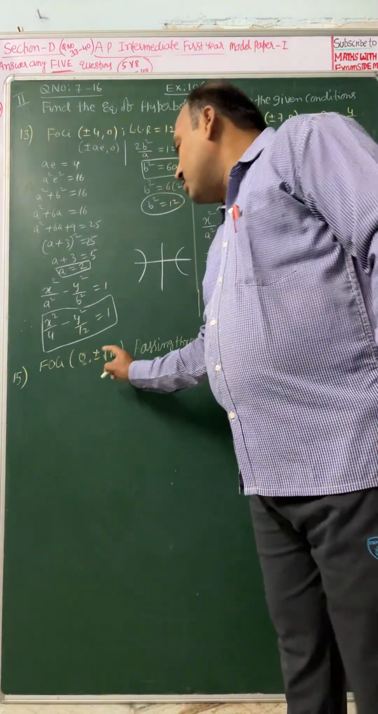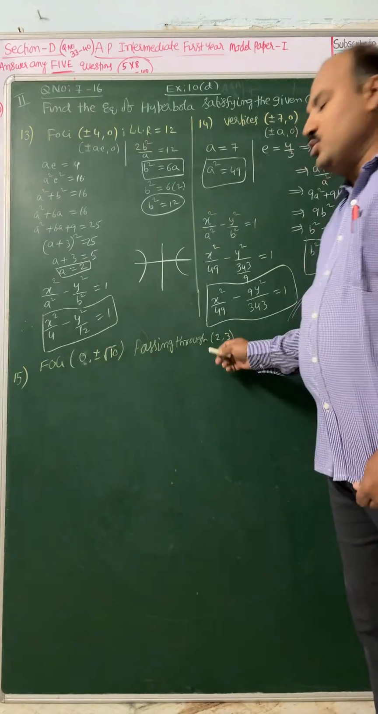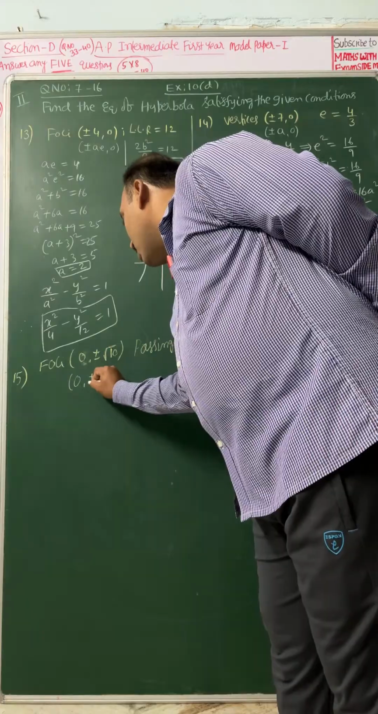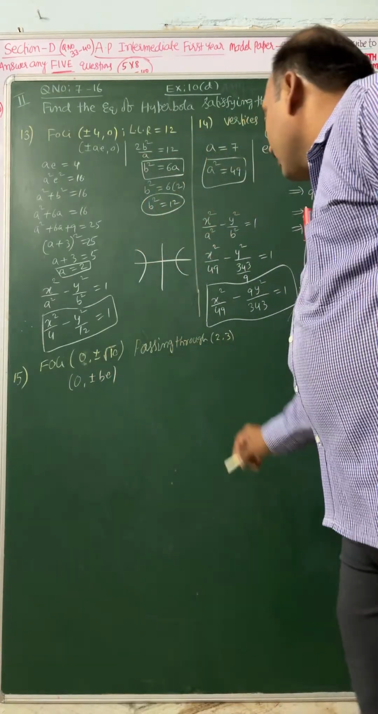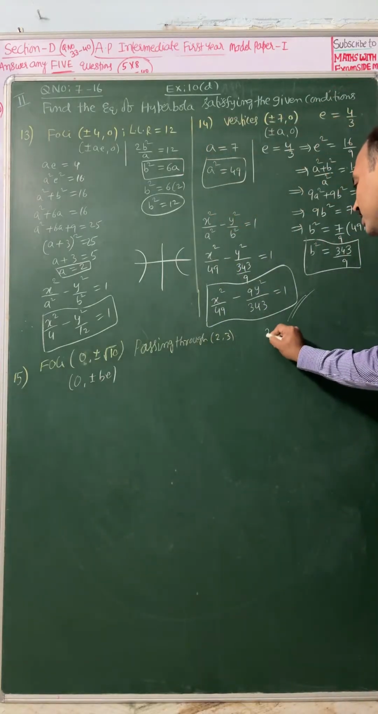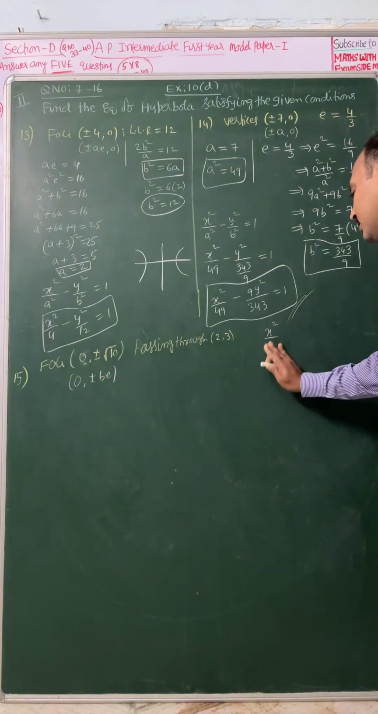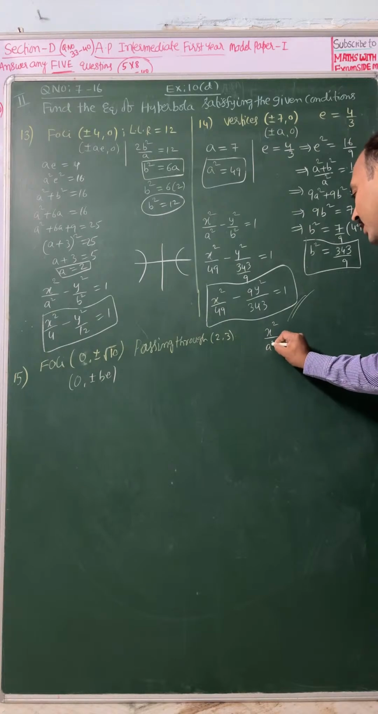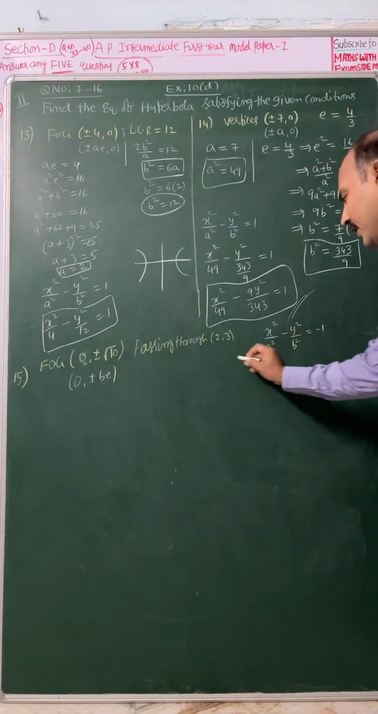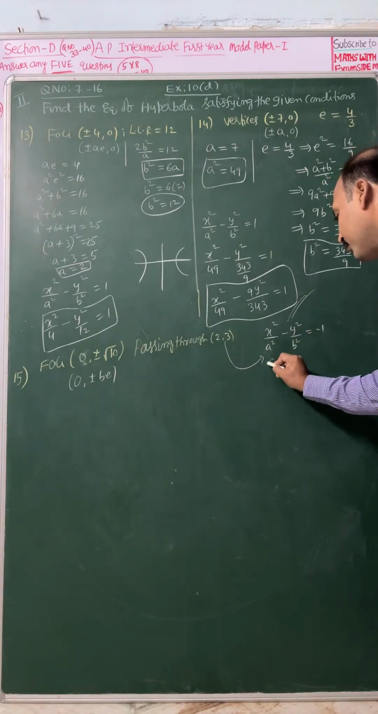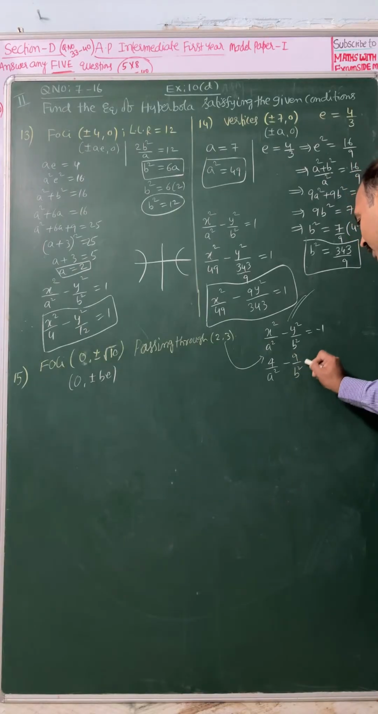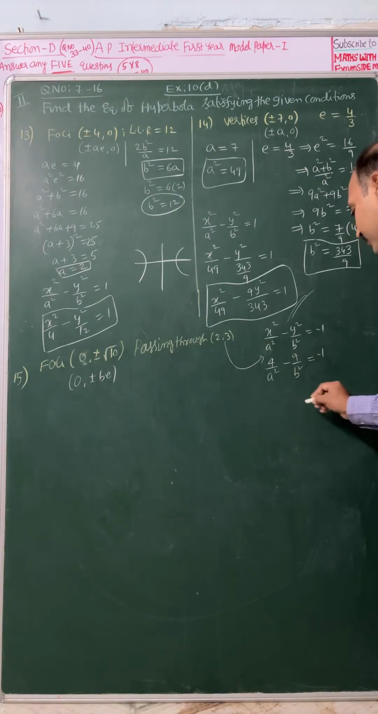Foci (0, ±√10), passing through (2, 3). So foci (0, ±be), and here the foci are (0, ±e), so the required equation of the hyperbola is x²/a² − y²/b² = −1. It is passing through this point, no? So 4/a² − 9/b² = −1.